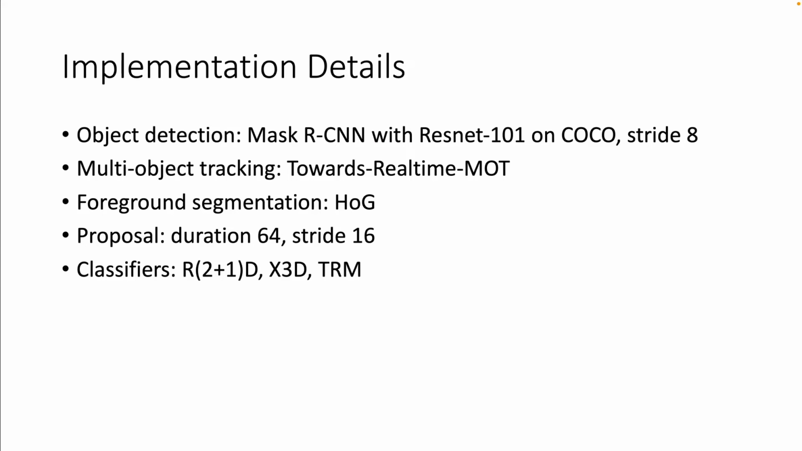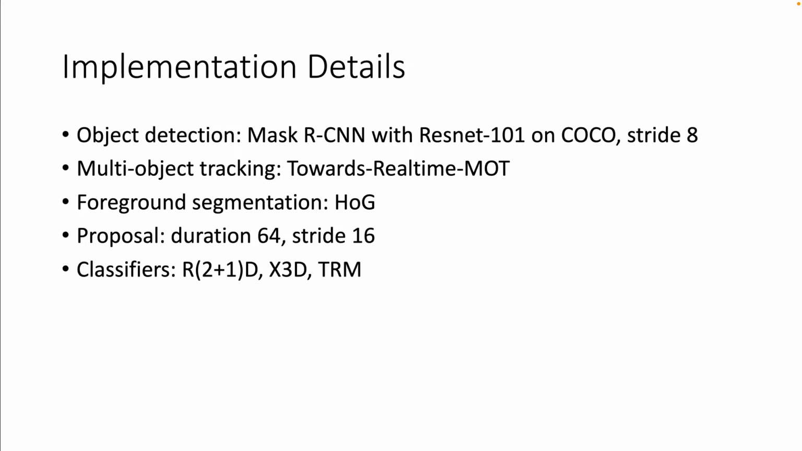For implementation details, we are using object detection of Mask RCNN with ResNet 101 backbone trained on the COCO dataset. We will apply it at a stride of 8 frames in a 30 frame per second video. The multi-object tracking we use is the Towards Real-Time MOT algorithm. We use histogram of Gaussians for foreground segmentation.